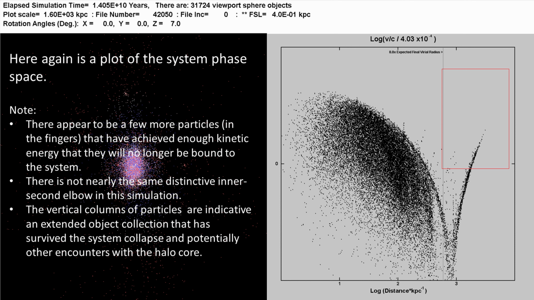An interesting difference in this scenario is the vertical columns of particles. These columns correspond to extended object cores that have survived out to this period of time. There are many more such cores than there were in the previous simulation.